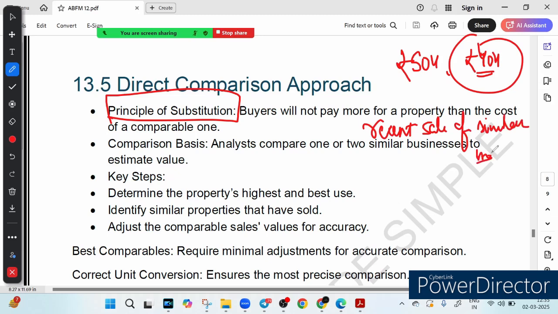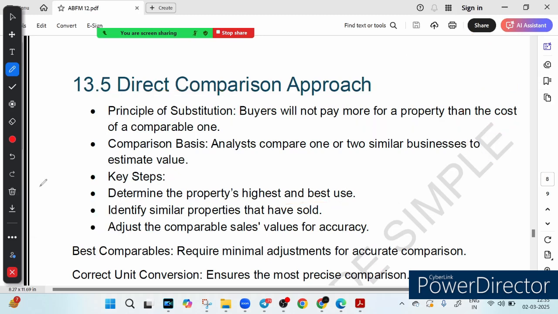So what are the key steps? The first step is to find the best use of the property or business, right? Determine the property or business's highest use. Is it not profitable for something? Can it be used differently to make more money? For example, a piece of land in a prime city location could be used for housing, offices, or a shopping mall, because it is a prime city location. So the best use determines its value.